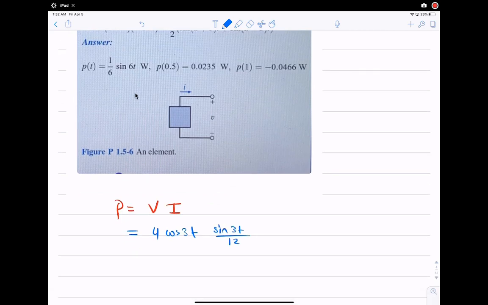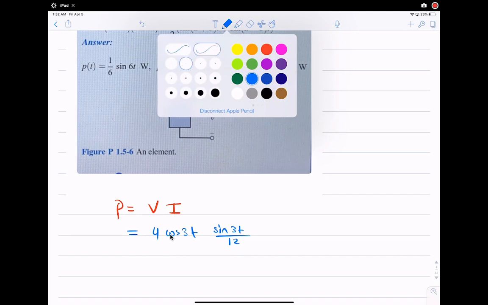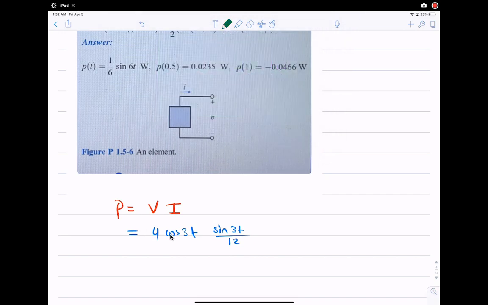Okay. Before I cancel out any numbers, let me remind you of one formula. It's a useful formula from pre-calculus. It's the double angle formula. Sine 2 theta equal 2 sine theta cosine theta. So if I have sine times cosine times 2, I can replace it with sine of the double angle. So the angle that I have here is 3t, right?